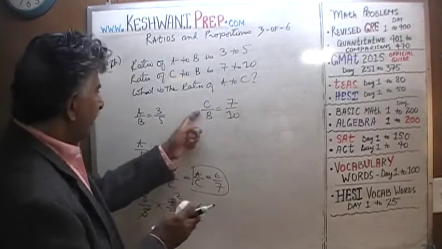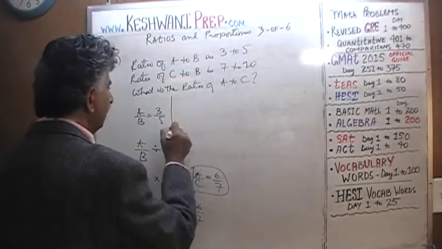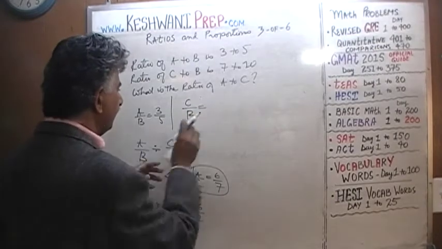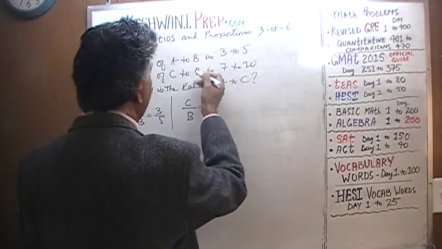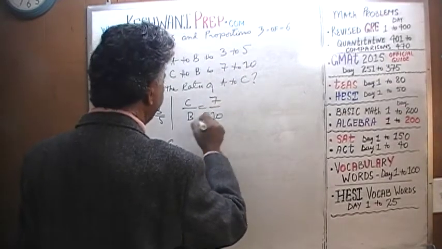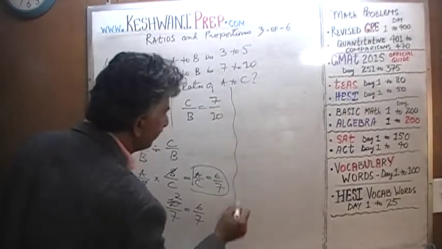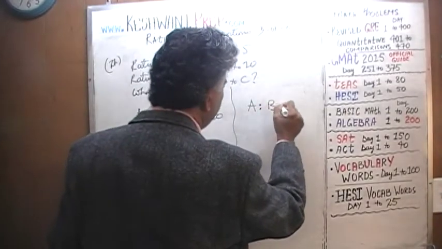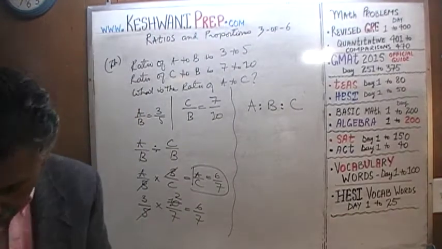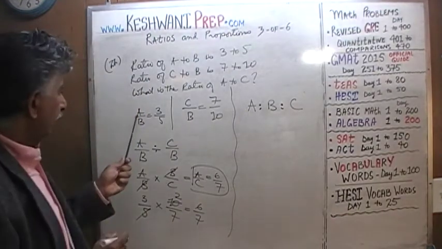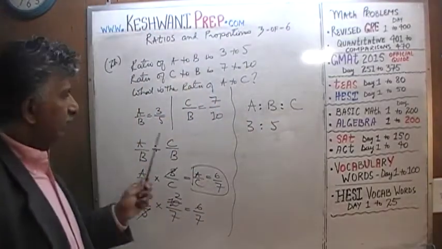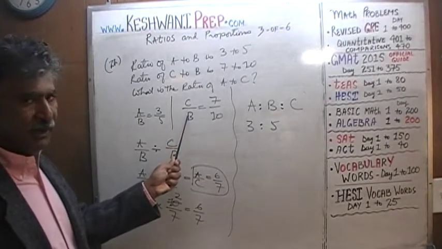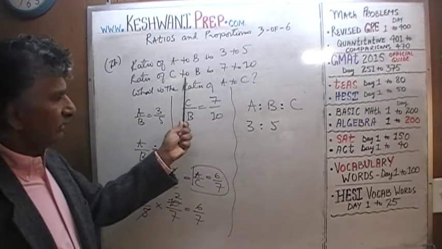Let's do it right here. I'm going to write this C over B a little bit inside so we have more room. So we know C over B is 7 over 10. So we have three actors here, A to B to C. Watch what happens and pay close attention. Let's start with what we know. A to B is 3 to 5. And C to B, always keep in mind that it is C to B, not B to C. You have to pay attention.